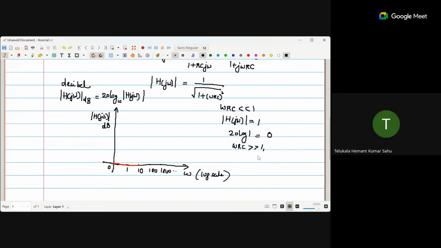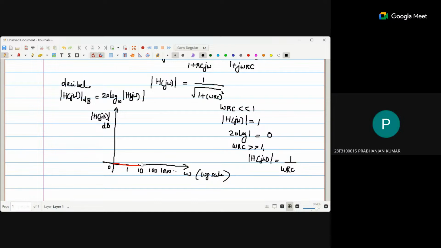Ma'am, then the value is equal to 1 by omega RC, so the magnitude will be... But why were you saying that till 10 it will be 0 dB? Because R and C are not given here, no? If it is happening till 10, this is just an example we have taken. Suppose we don't know the values. Once the values are known, only then can we say whether it is still 0 dB or not. Yeah, you are right. For example, if the 0 dB is till 10, I have taken that for example.